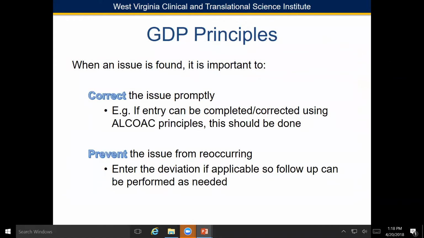And of course, we say all this, but mistakes do happen. So when an issue is found, it's important to correct the issue promptly. So if it can be completed or corrected using these principles, that should be done. And then also look at preventing the issue from reoccurring. So if it's a deviation, enter the deviation so that follow-up can be performed as needed.